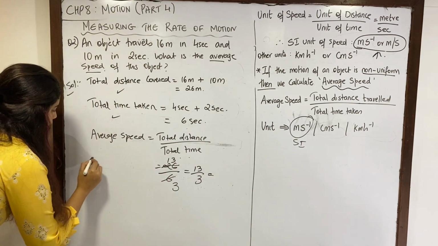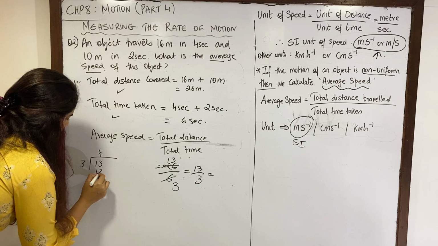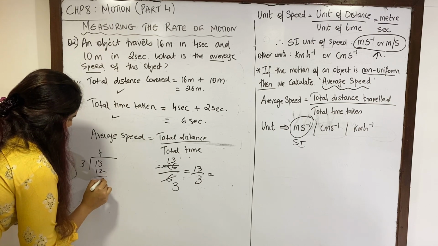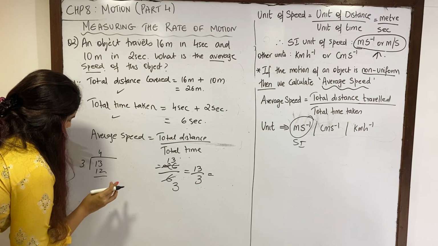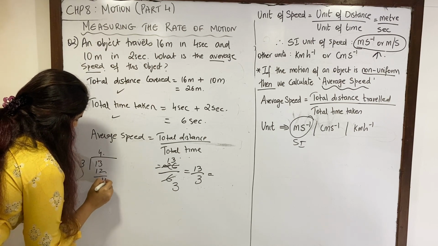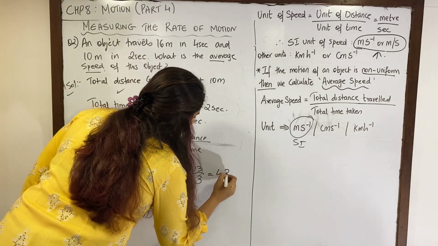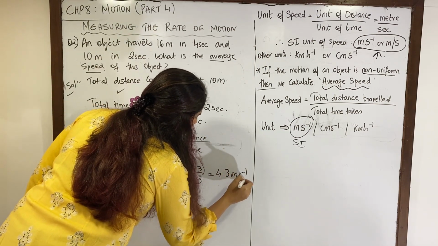And if we do long division of 13 by 3, then we know 3 4s are 12. And then we are going to get 1, then 0. 3 3s are 9. So we are going to get 4.3 meters per second.